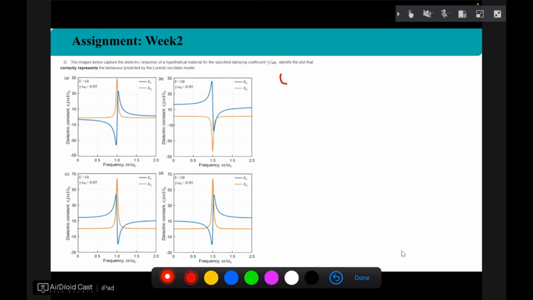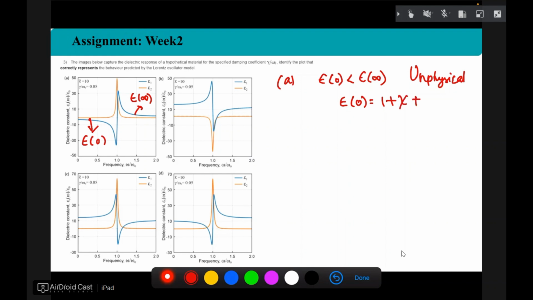Now in figure A, we are given chi equals 10 and gamma by omega naught equals 0.05. In figure A, we can check epsilon 1. You can see that this part is epsilon 0 and this is epsilon infinity. So in option A, epsilon 0 is lesser than epsilon infinity, which is unphysical and not possible, since epsilon 0 equals 1 plus chi plus omega p square by omega naught square, and epsilon infinity equals 1 plus chi.